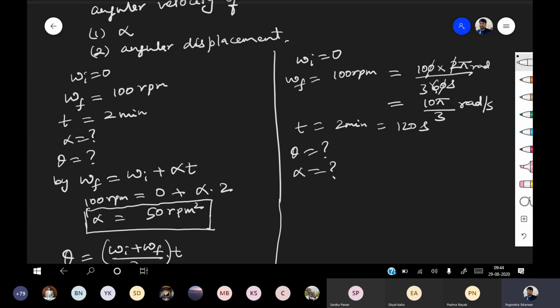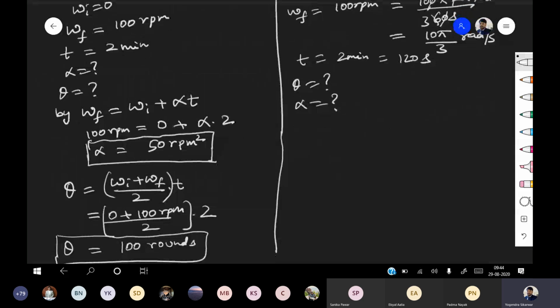And that is how you can convert very easily from rotations per minute to radians per second, because one rotation is equal to 2 pi radians and 1 minute is equal to 60 seconds. So you need to replace that by that. Okay, everyone. Any doubt, any question?